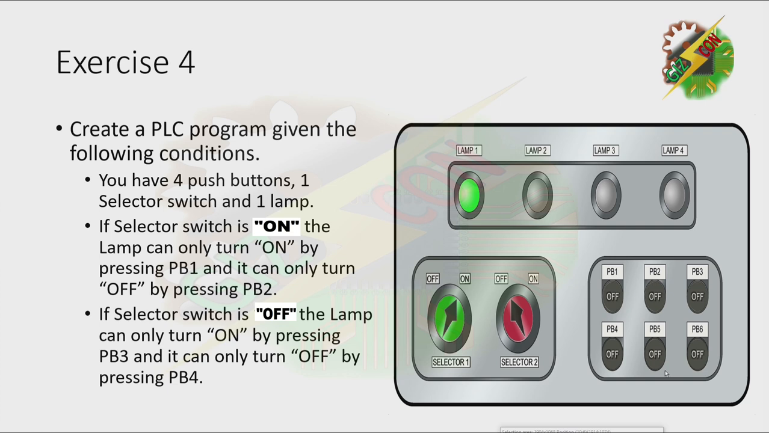Then let's try to turn on the selector switch. Let's press PB4. Nothing will happen. But when we press PB2, lamp 1 will turn off. As you can see on this problem, the requirement to turn on and to turn off the lamp changes depending on the status of the selector switch.